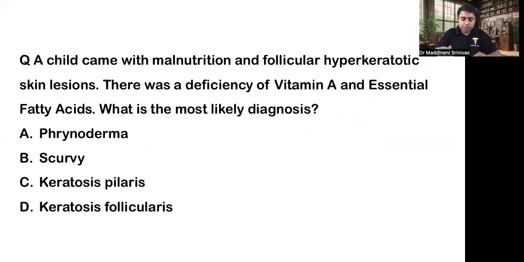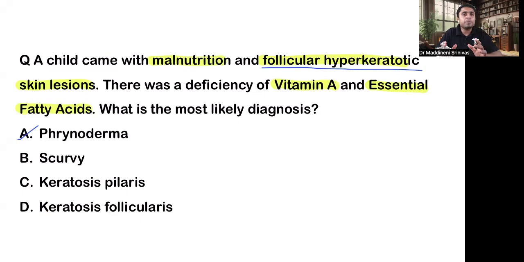So this is the next MCQ. A child came with malnutrition and follicular hyperkeratotic skin lesions. There was a deficiency of vitamin A and essential fatty acids. What is the most likely diagnosis? This is, we can say, not a straightforward question because the image was not given, but the description was given. So you should be very careful about knowing the description of this condition, which is called phrenoderma or toad skin, where there are going to be hyperkeratotic follicular skin lesions. Very, very important to remember.